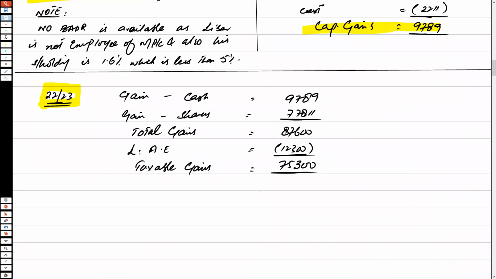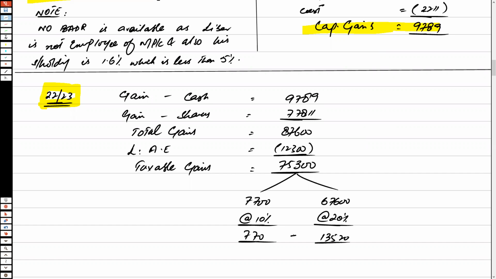So what we can do is that from the total gains of 75,300, the first 7,700, to this extent capital gain tax is applicable at a lower rate, which is 10%. 770 is calculated, and the differential amount of 67,600, to this extent capital gain tax will remain at 20%. So 13,520 is calculated. Adding both figures, you will end up with the value of 14,290, and this is the total capital gain tax liability for the fiscal year 22-23.